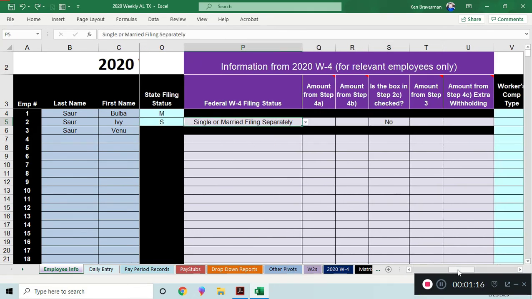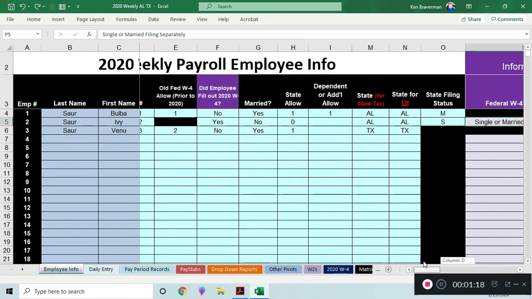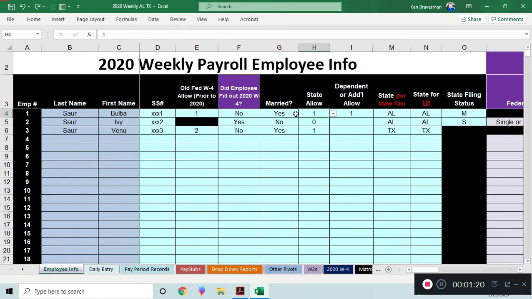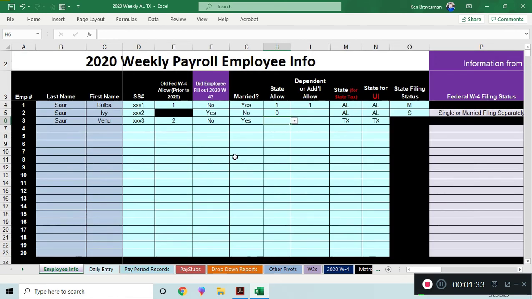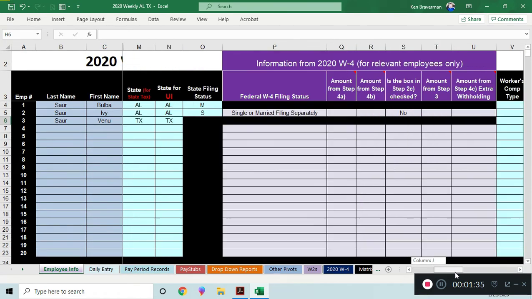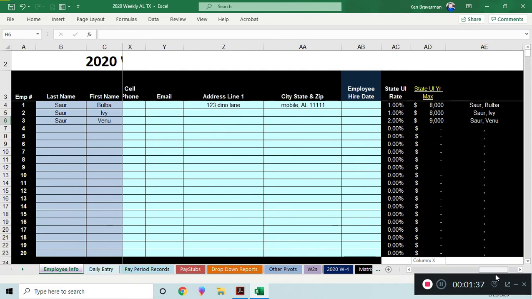These are some questions from the new W-4. These are Alabama allowances, whether or not they're married. Do they have any dependent allowances in Alabama? In Texas, this doesn't matter at all because there's no state tax in Texas, so it doesn't matter for state allowances. So once you've entered in all this information here in your employee info sheet, addresses and everything on the right.